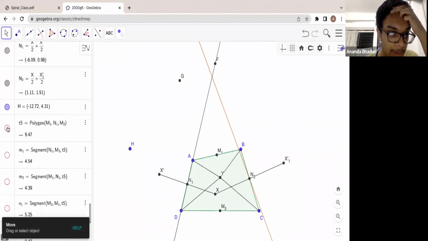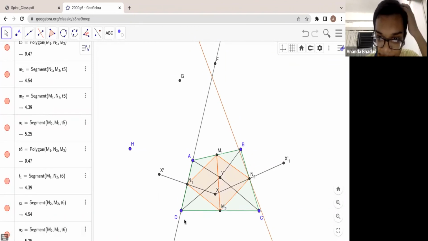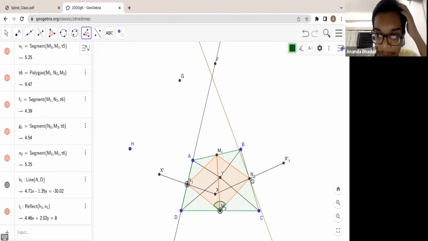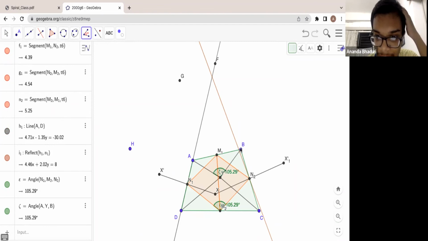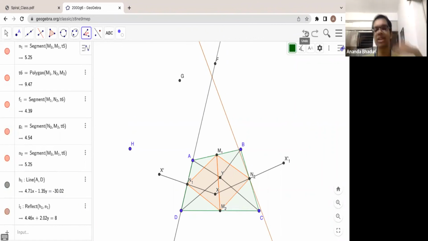So now let's get back to our problem. What we want to show is that angle N1, M2, N2, which is twice ADY, is AYB. So how do we go about proving this? There are more spiral similarities. Actually, I think I'll leave this as homework to you. It's already 8:52. So this is where we end our class.